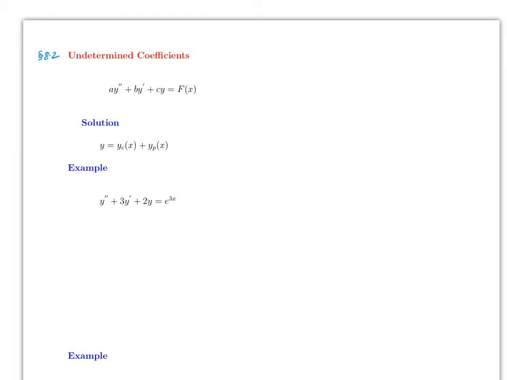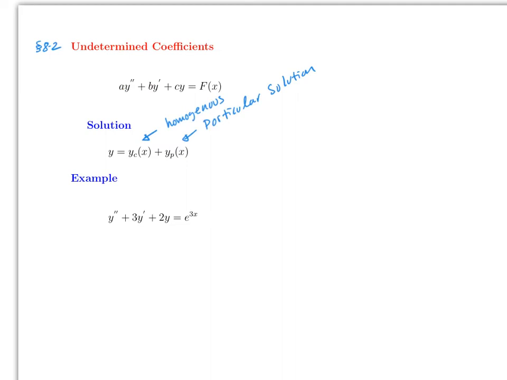All right. So the solution actually has two parts, yc and yp. Now yc, we already know how to do this. So this is the homogeneous solution that we did in section 8.1. But now we have something new, which is called the particular solution. And this is where we're going to use this method to find this. So this is the part that is new.